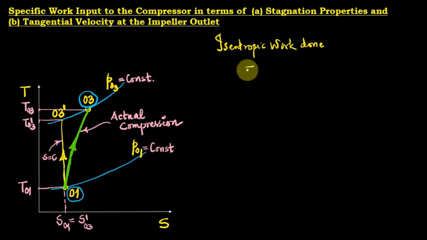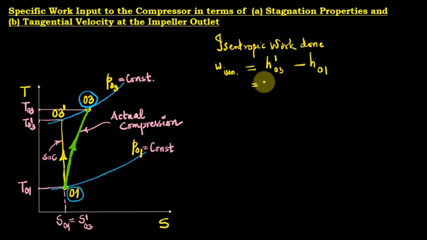If the process is isentropic, it goes from 01 to 03 dash, the corresponding stagnation state, a vertical line. So you just take the difference of the corresponding enthalpies. The isentropic work done, I will write W isentropic, is equal to H03 dash minus H01, because it goes from 01 to 03 dash.